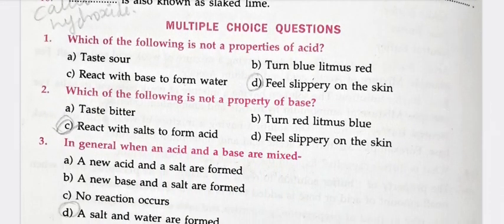Which of the following is not a property of acid? What are all the properties of acid, we have already discussed in the classes. It has a sour taste, it reacts with base to form water and salt, and turns blue litmus red. But the fourth answer does not suit, because acid doesn't feel slippery on the skin.